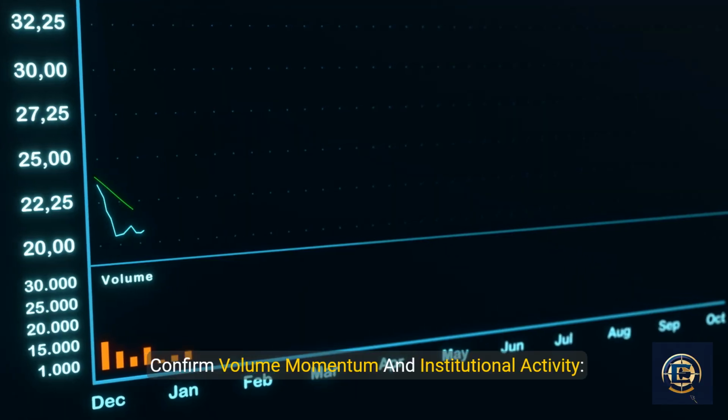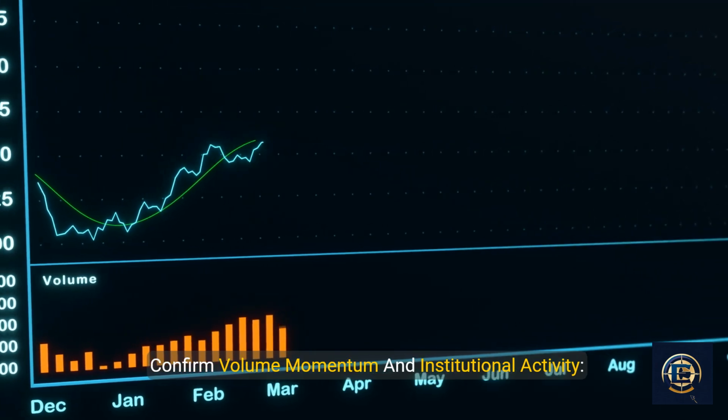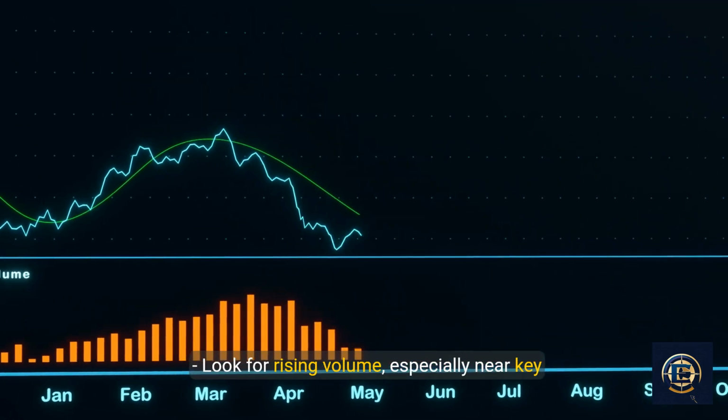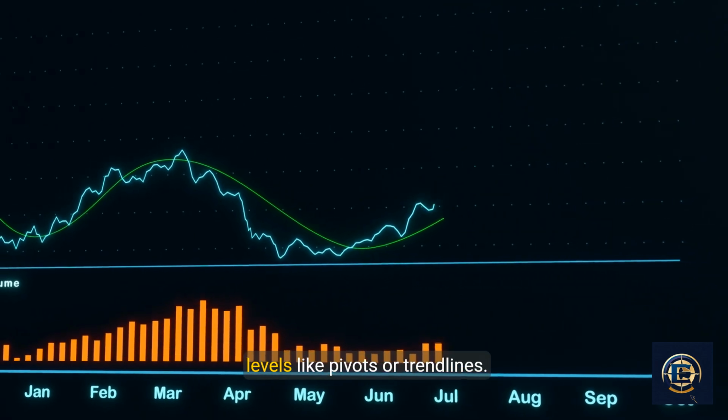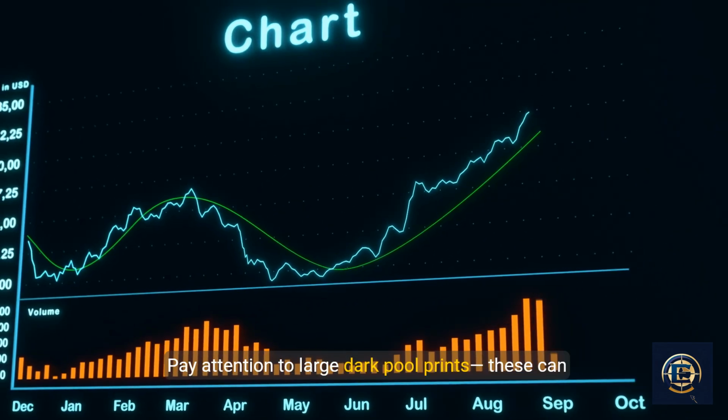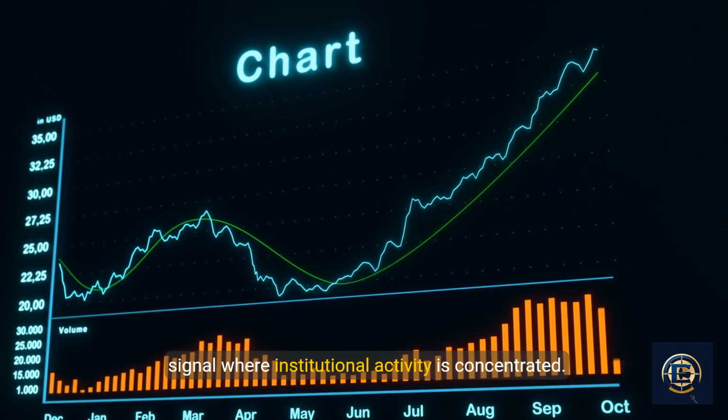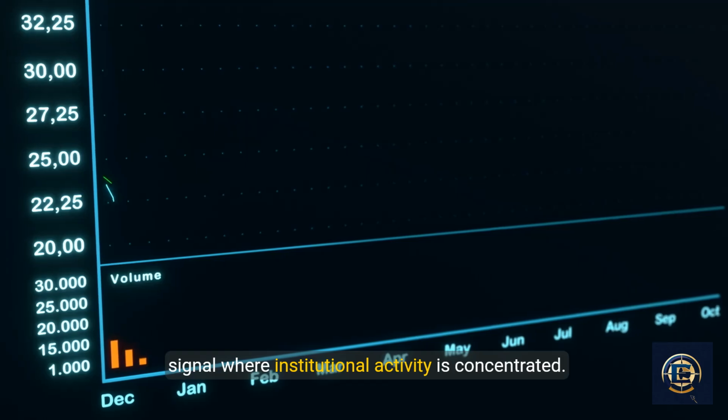3. Confirm volume, momentum, and institutional activity. Look for rising volume, especially near key levels like pivots or trend lines. Pay attention to large dark pool prints. These can signal where institutional activity is concentrated.